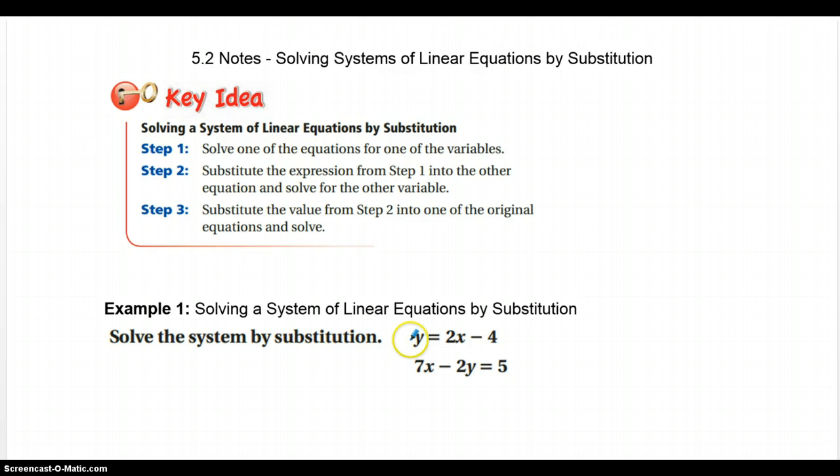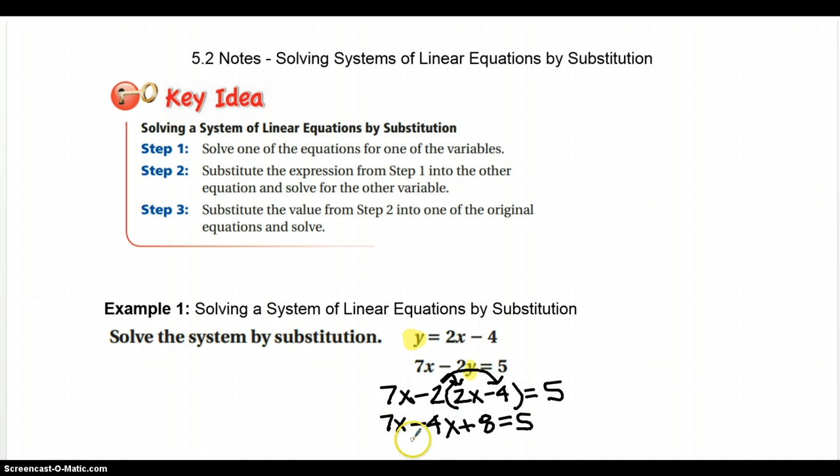Do you see how here I have y equals? All I'm going to do is plug this y equals in for this y. So when I rewrite this, it would be 7x minus 2, and in parentheses I have my y, which is 2x minus 4, equals 5. What I'm doing here is I'm trying to solve for my x coordinate. So I know I need to distribute to both terms, so I have 7x minus 4x plus 8 equals 5. That's plus 8 because it's minus 2x minus 4.